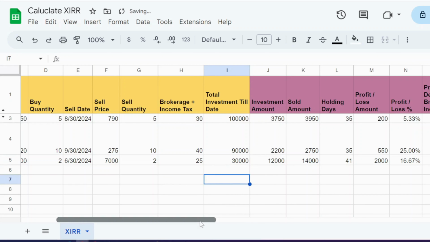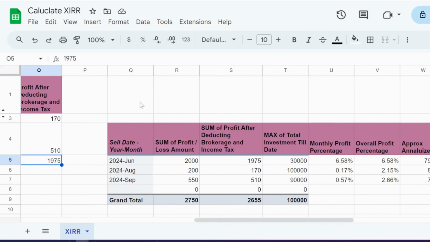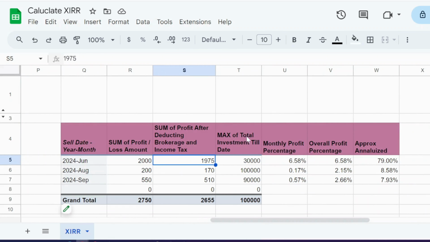So now as you can see, it has auto calculated the investment amount, the sold amount, holding days. It has calculated the profit and loss amount, the profit and loss percentage, as well as the profit after deducting the brokerage and income tax. And then, as you can see, this gets auto updated. It has added June because I have sold it in June, and then it calculated the sum of profit and loss amount. What is the sum of profit after deducting the brokerage and income tax? What is the max investment?